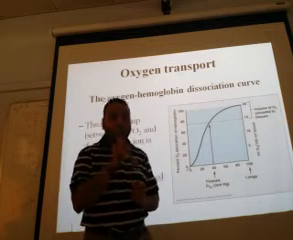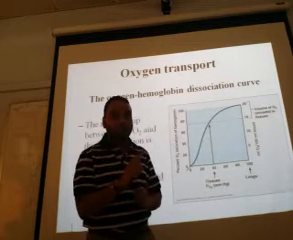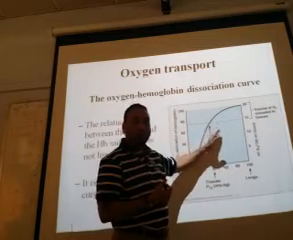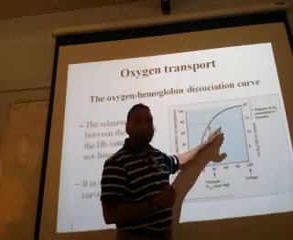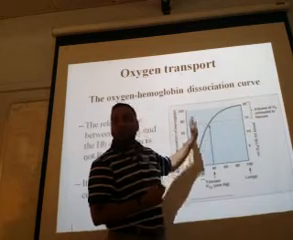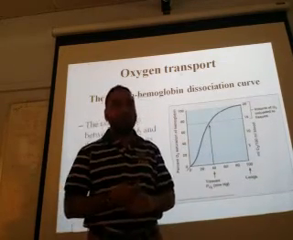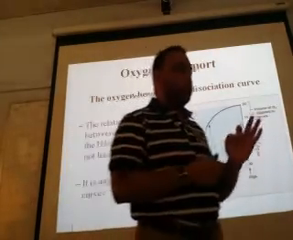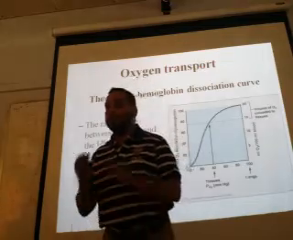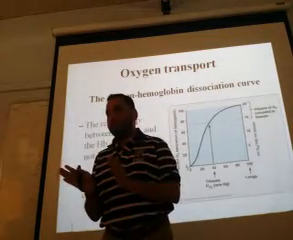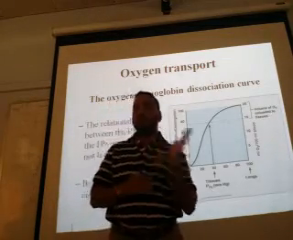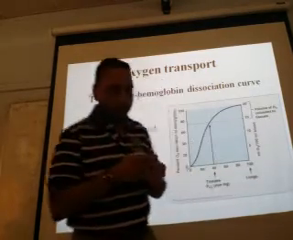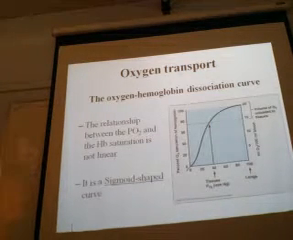But at the same time, remember that the curve normally keeps on shifting. At the tissue level, it shifts to the right, and at the lung level, it shifts to the left. You understand my statement? The oxygen hemoglobin dissociation curve at the level of the tissues normally shifts to the right, and at the level of the lungs shifts to the left. You understand this statement? Yes. Alhamdulillah. Okay, let us go ahead.